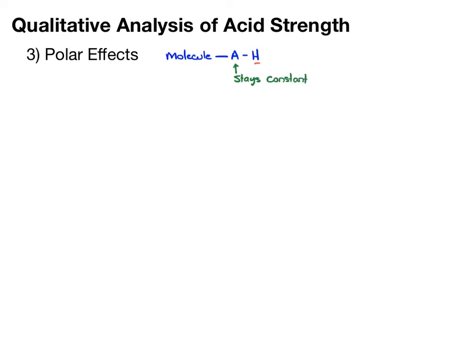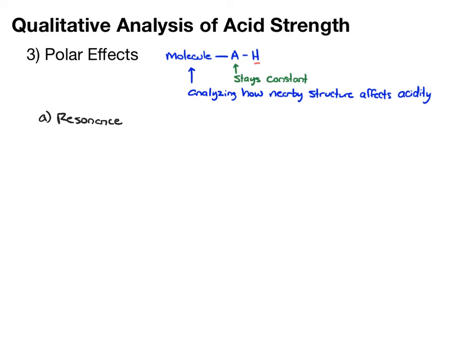And what we're going to be looking at instead is analyzing how nearby structural changes affect the acidity. The first remote effect we're going to talk about is something we started this chapter with, and that is resonance. And just keep in mind, resonance stabilizes everything.